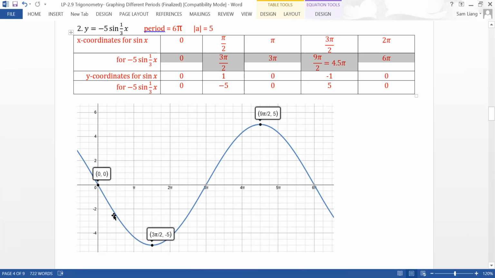Okay. And your sine graph is going to look like this, right? Notice that it's reflected over the x-axis, right? Because of the negative 5, right? So that'll reflect.